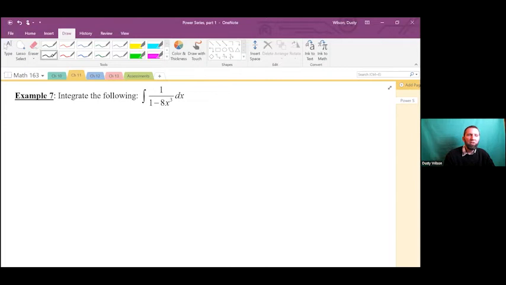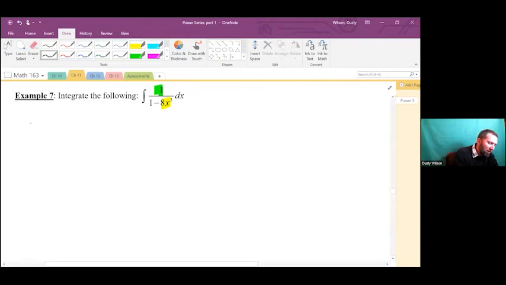Example 7, integrate the following. Integral of 1 over 1 minus 8x cubed dx. So one thing you might notice is that we could integrate this using partial fractions. So we could factor, do a partial fractions decomposition, and see where that takes us. But since we're learning about a power series, let's take advantage of the power series, remembering that we have a green a and a yellow x. So we see that this is of that form, 1 over 1 minus x, where in this case the yellow x is 8x cubed.